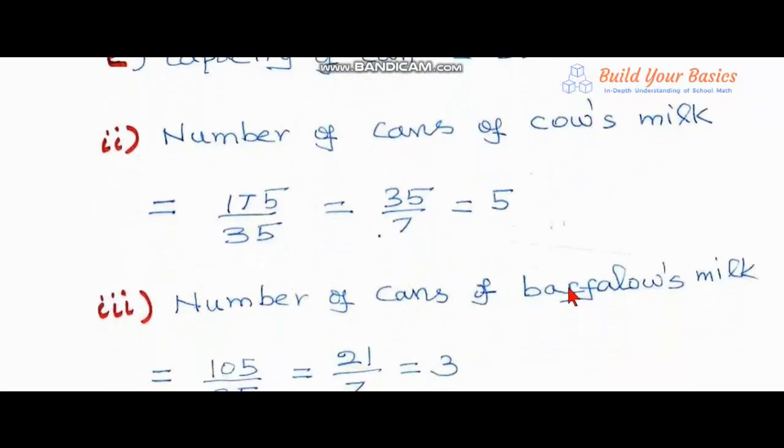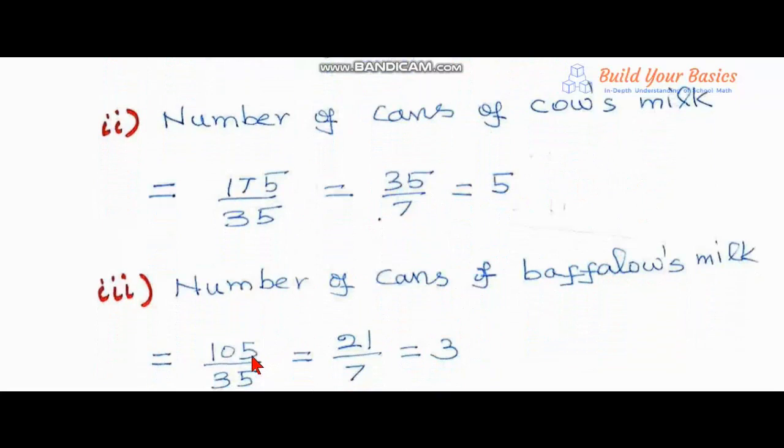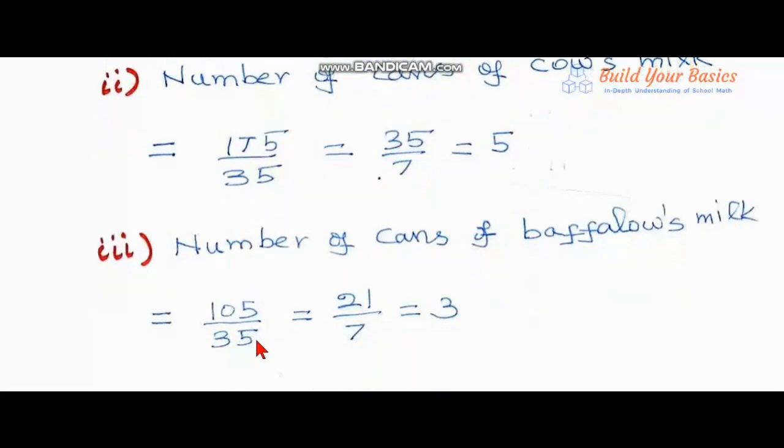Number of cans of buffalo's milk is, buffalo's milk total quantity available is 105. So 105 divided by 35. That is 21 by 7, that is 3. So number of cans of buffalo's milk is 3. So the problem is over.